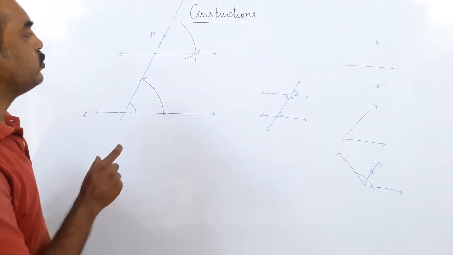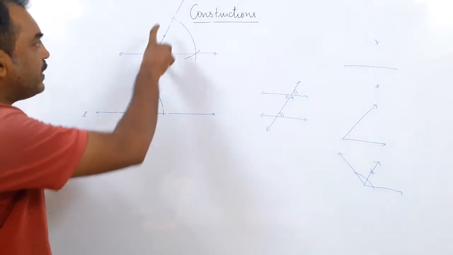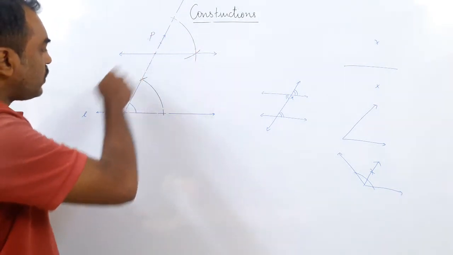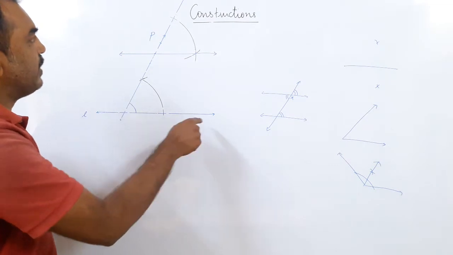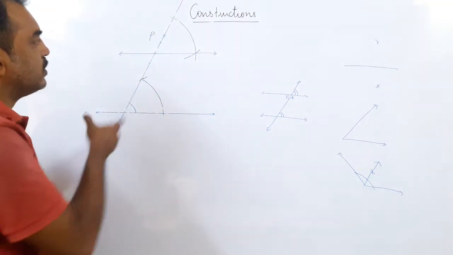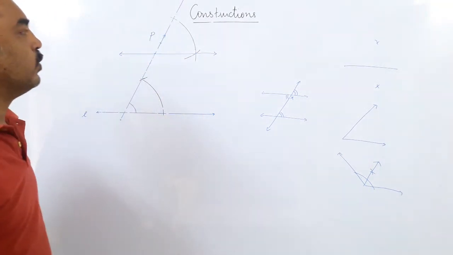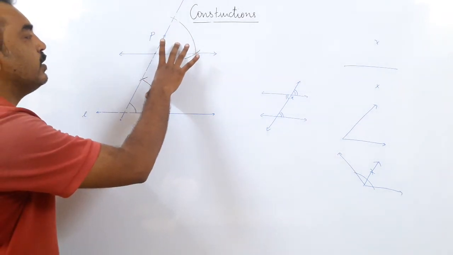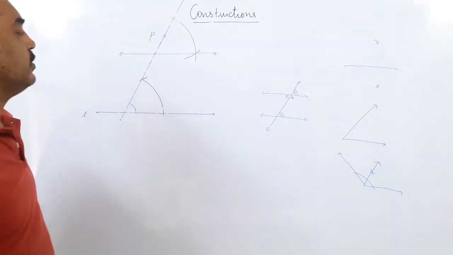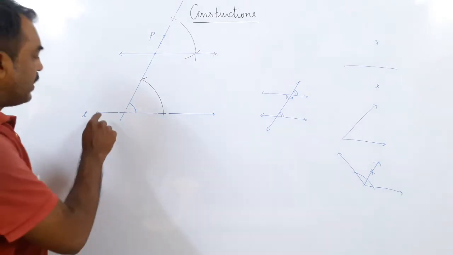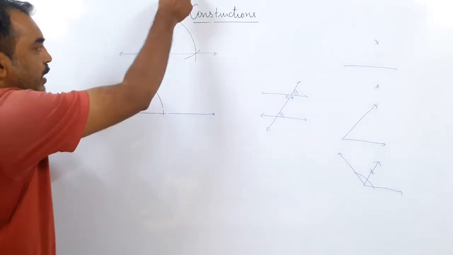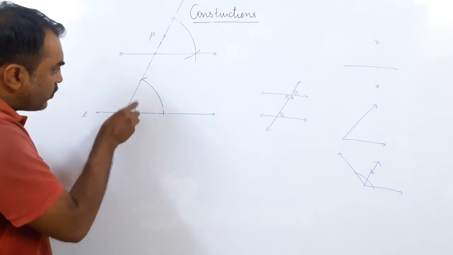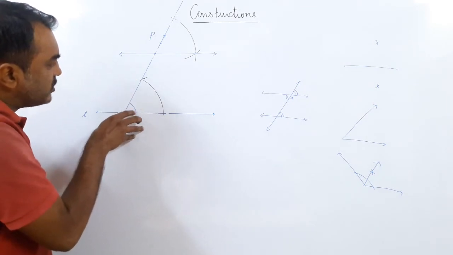So what method did I use here? If the corresponding angles are equal. When 2 lines are parallel and there is a transversal, then corresponding angles are equal. The converse is, if the corresponding angles are equal, then the lines are parallel. So I was given a line and a point, I drew a transversal. From this point I drew an arc. I know the measure now.